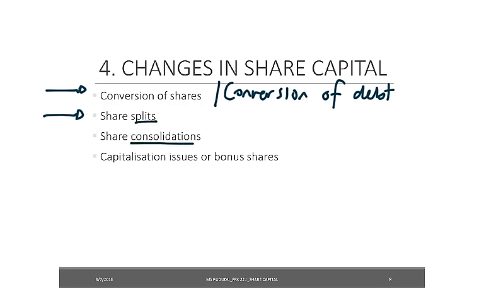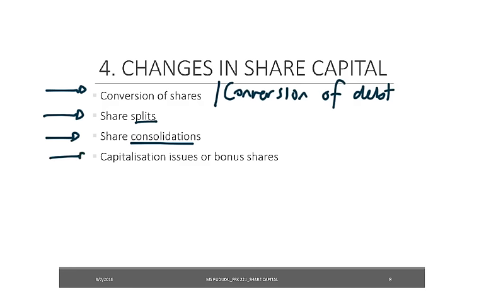A share consolidation is the opposite of a share split. We'll use this example. You now have 2 shares worth 5 rands each. So in total, the value of your shares is 10 rands for the 2 shares added together. You now take those 2 shares and you consolidate them into 1 share worth 10 rands. So you no longer have 2 shares, you now have 1 share, but the total value of your share capital has remained the same, which is 10 rands.